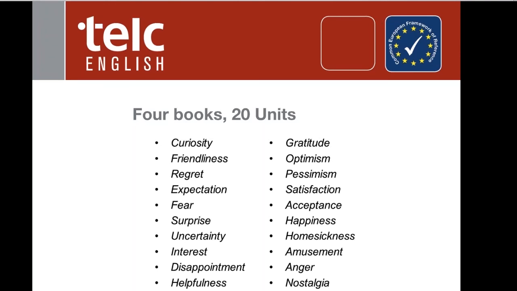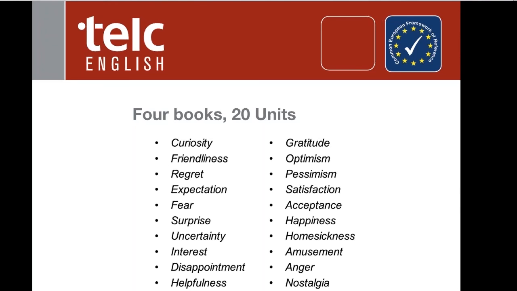Curiosity, friendliness, regret, expectation, fear, surprise. So you see it's not just optimism and happiness, etc. We also look at more negative ones like homesickness, pessimism, etc. One of the main questions is: is there a certain progression in the units? In this case, no. Each unit is complete and can be used independently. Therefore, different units can be flexibly combined depending on the needs of the group.